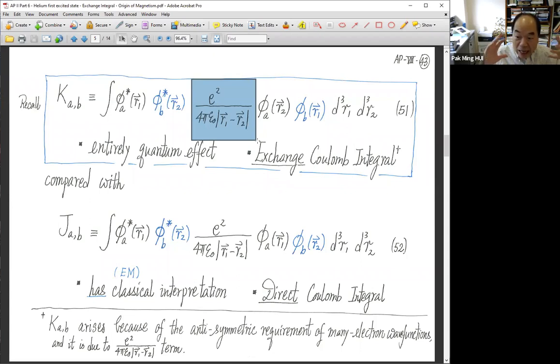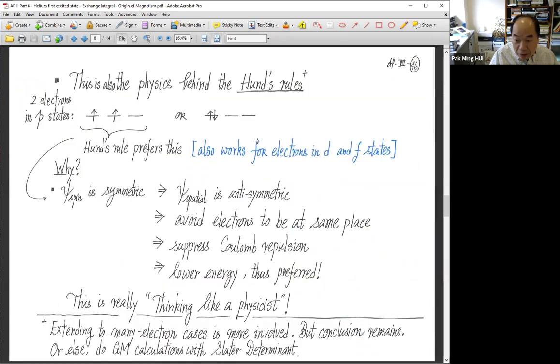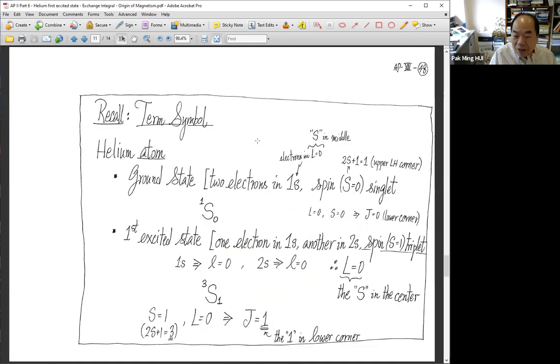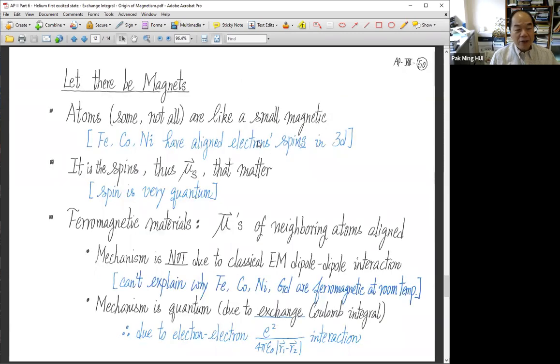And due to the antisymmetric requirement of wave functions, many electron wave function in a solid that is magnetic, we have this kind of very strange integral. So it is at this point, I think 1927 or so, 28, that we start to understand the origin of magnetism. Okay, so this is the beginning of these few pages.